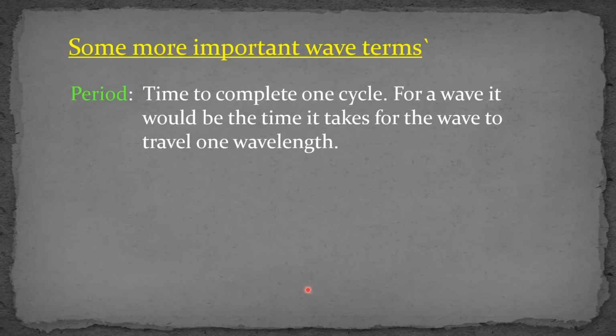The first one is period. In general, the period refers to time to complete one cycle. So this works for any type of repetitive motion, not just for waves. For waves specifically, though, we would say that the period would be the time it takes for the wave to travel one wavelength. That's when the motion of the wave starts to reset itself.